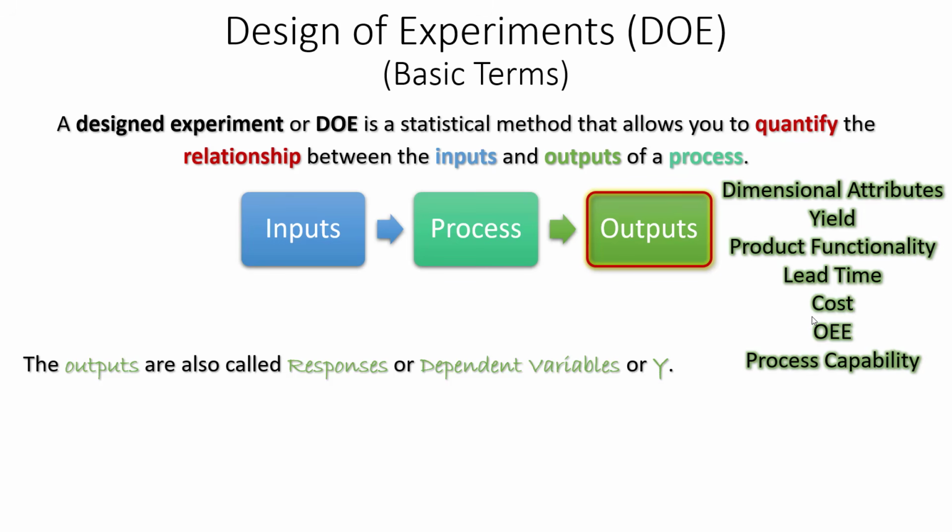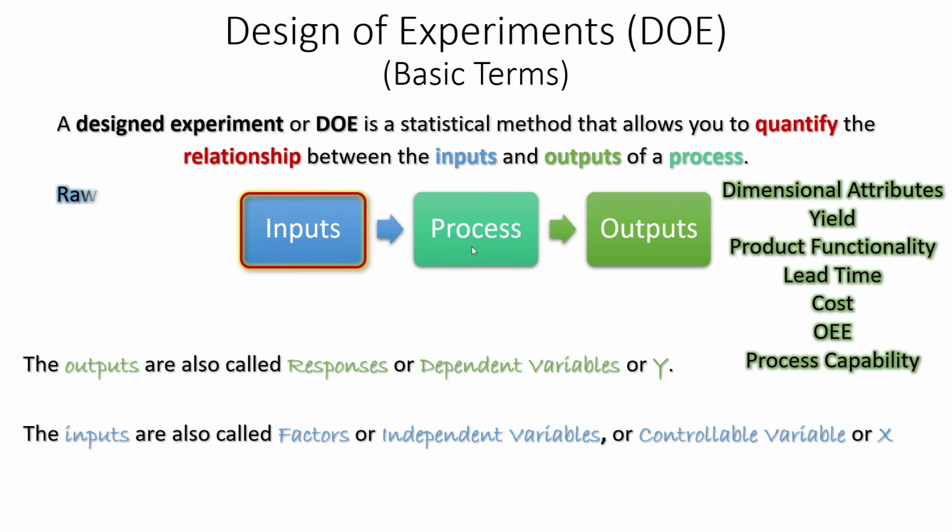Same thing is true with OEE and process capability. These are all outputs of your process. And the point of a DOE is to get better. We want better outputs. And to have better outputs, we need better inputs and we need a better process. Okay, so that's what we mean when we say outputs.